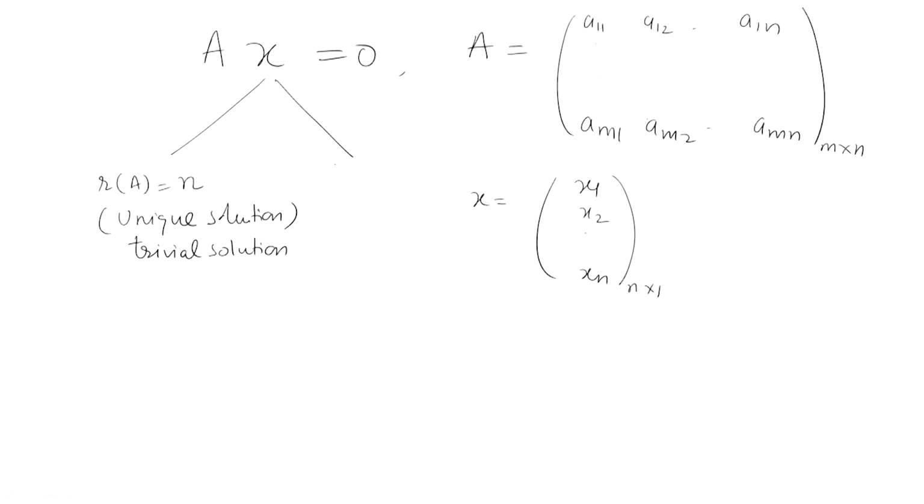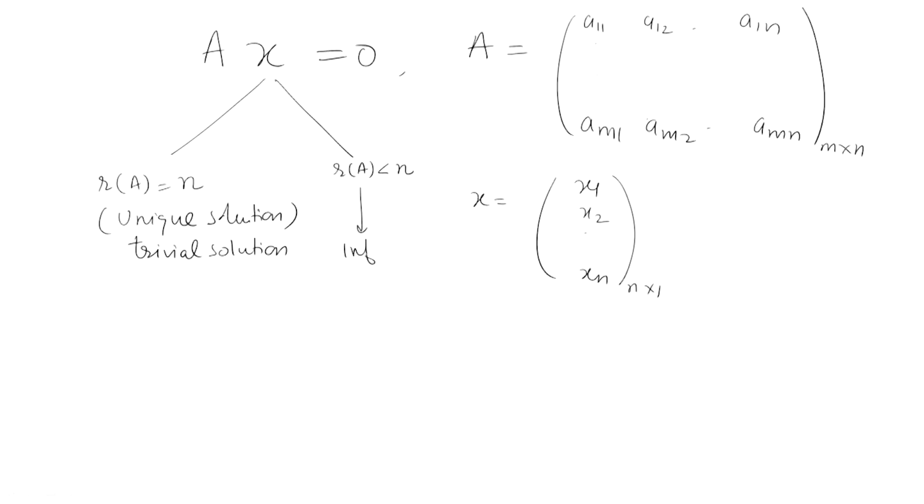And if rank of A is less than n, that means the number of linearly independent equations is less than the number of unknowns, then the system will have infinitely many solutions. So, this we have seen in the last lecture, how we can solve a system of homogeneous linear equations.